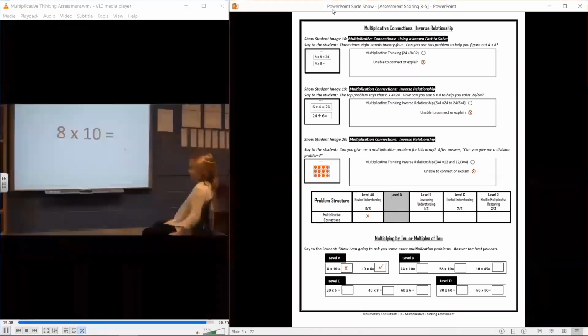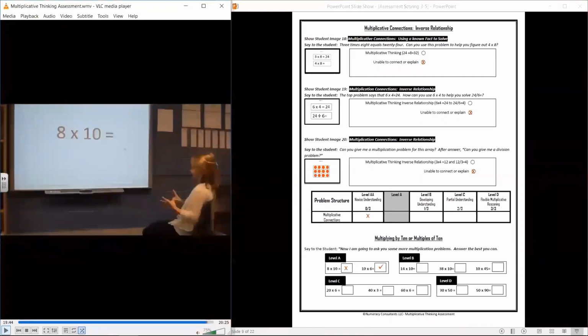Now I'm going to ask you some multiplication problems. Answer the best you can, okay? Okay, 10, 20, 30. So what you're looking for is 8 times 10. It should just be 80.